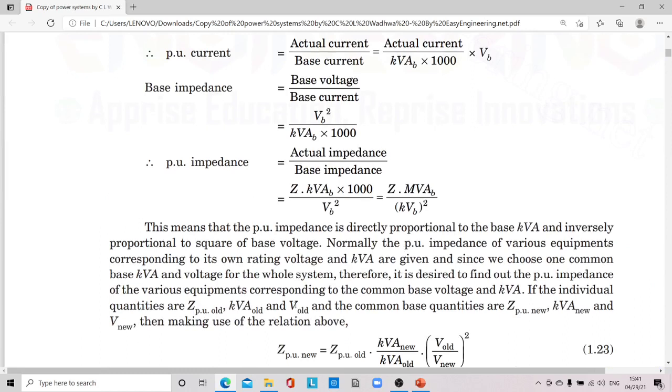This is a very important relation used in power system analysis. Per unit impedance of equipment corresponding to its own rating is given as Z per unit is equal to I Z by V. Z is the absolute value of impedance of the equipment. So it is seen that per unit representation of impedance of an equipment is more meaningful than its absolute value.